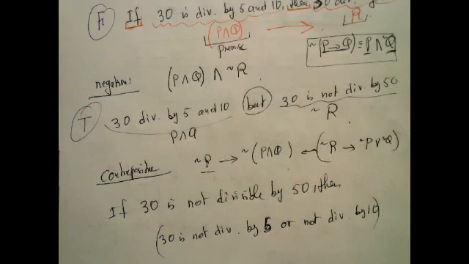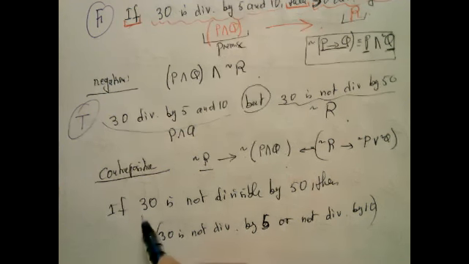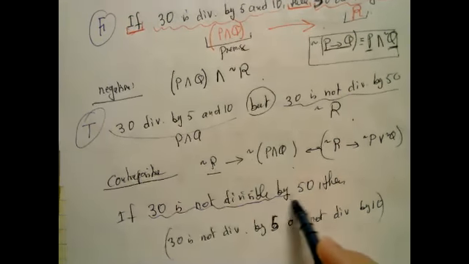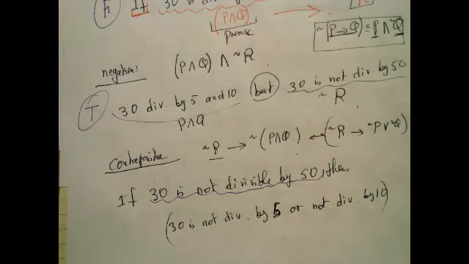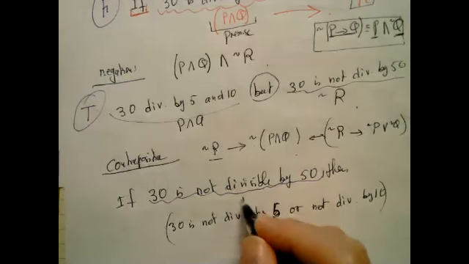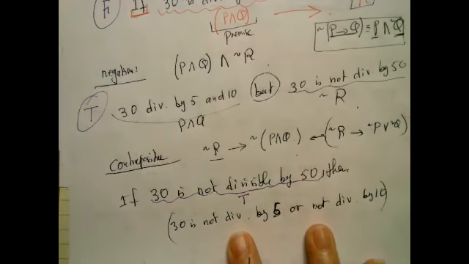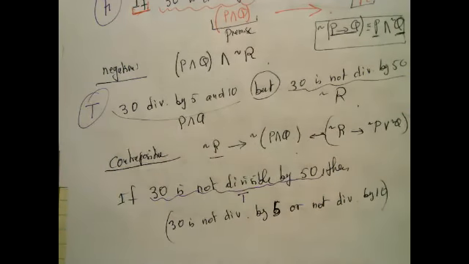We know this should be false, but let us really break up why it is false. Is the premise true or false? The premise is what comes after the if, 30 not divisible by 50. That's a true statement. Very good. What about the conclusion? Is it true or false? 30 not divisible by 5.